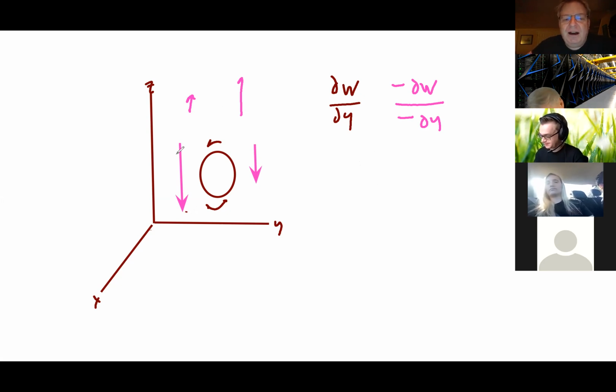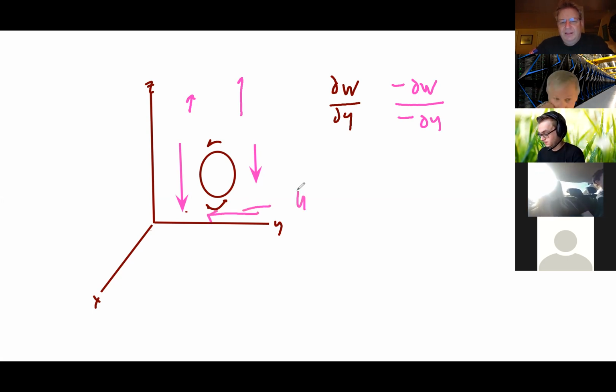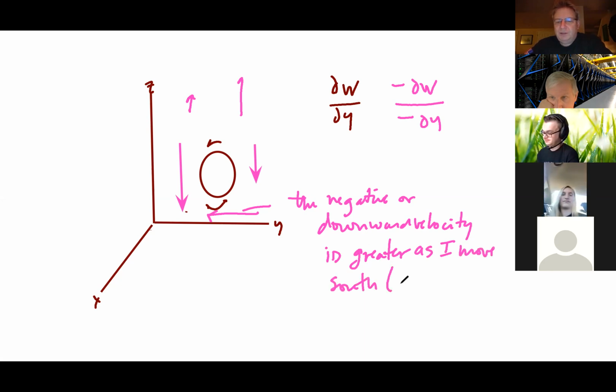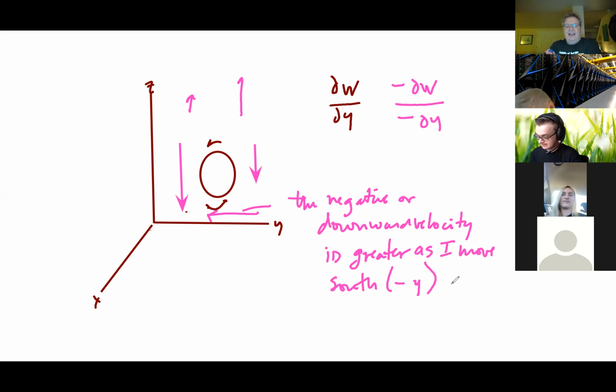This is subsidence. So the amount of subsidence is greater, but as I travel to the north, there's less sinking air. And that's a negative vertical velocity. So that's negative W. And then as I'm going to the north, it's getting smaller, so it's negative. Or you could say it's the negative velocity. Over here, you'd say the negative or downward velocity is greater as I move south, which is negative y. Does that make sense? So there's lots of ways to see vorticity in terms of what's actually happening.